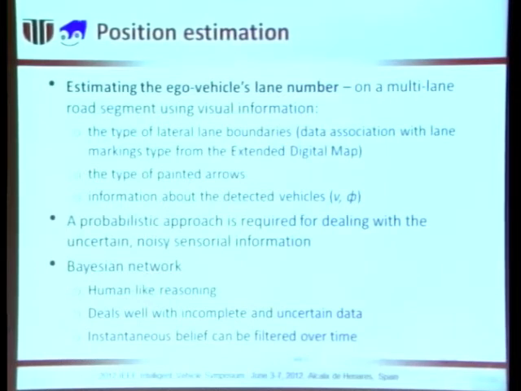We use also additional information, the type of painted arrows, useful for cases in which we are approaching an intersection, and also additional useful information comes from the other vehicles in the environment. If we have vehicles traveling on our left side, on our right side, and we know that they are going or coming, it provides useful clues about our position on the road.